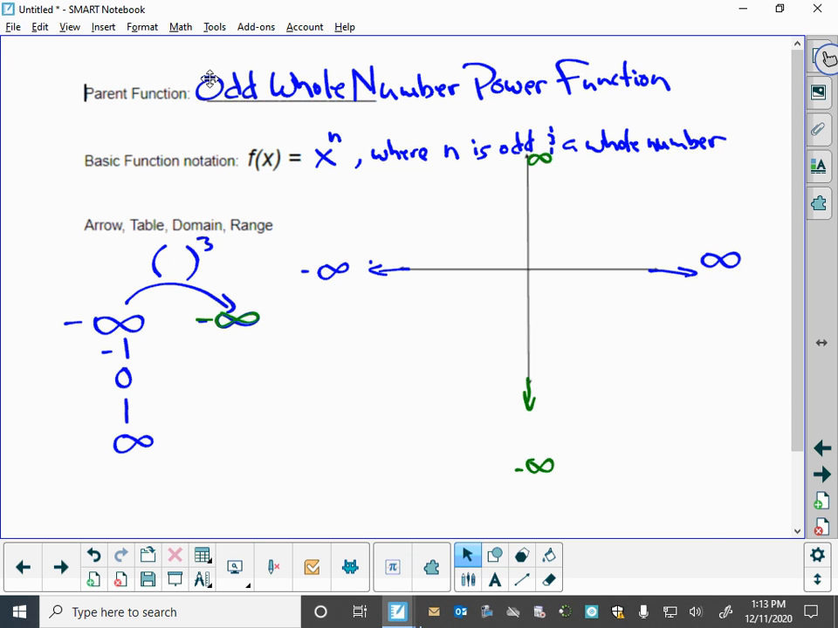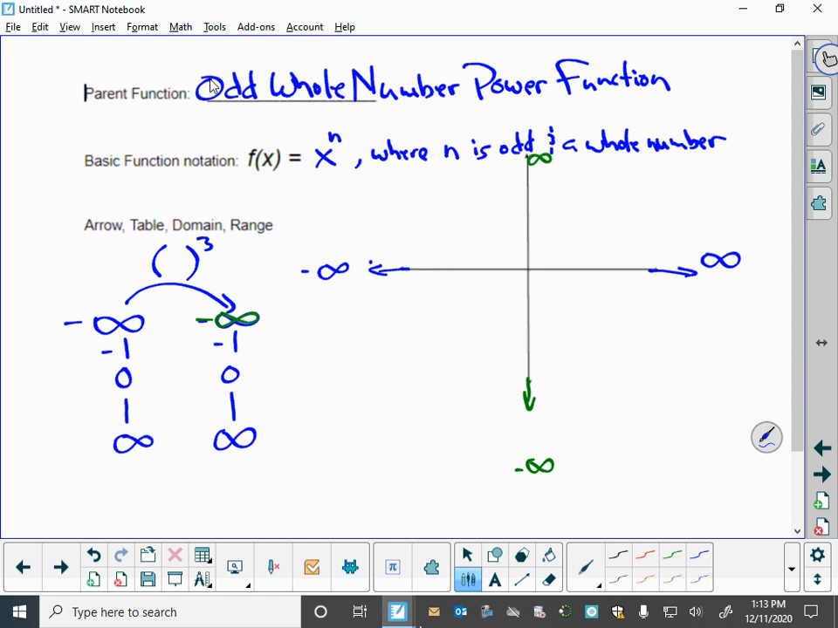-1, if I cube -1, or if I take -1 to the 5th or the 7th or the 9th or whatever, it comes out as a -1. 0 times itself 3 times is still 0. 1 times itself 3 times, 5 times, 7 times, 9 times comes out as a 1. And positive infinity times itself, however many odd times, is going to come out as a positive infinity.